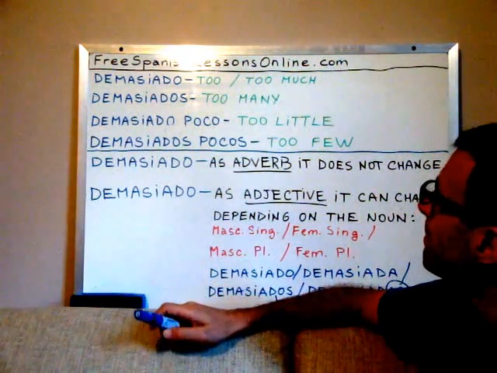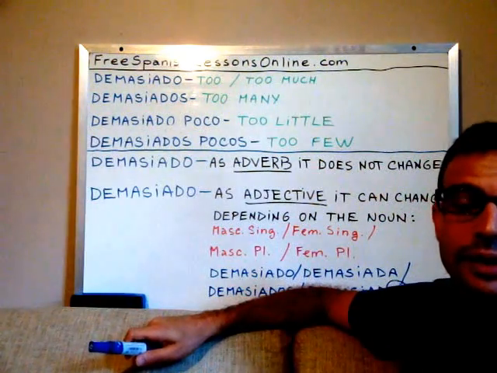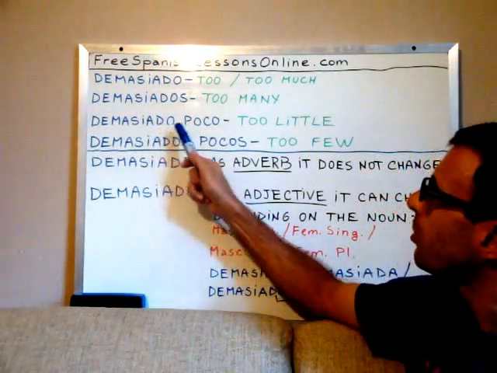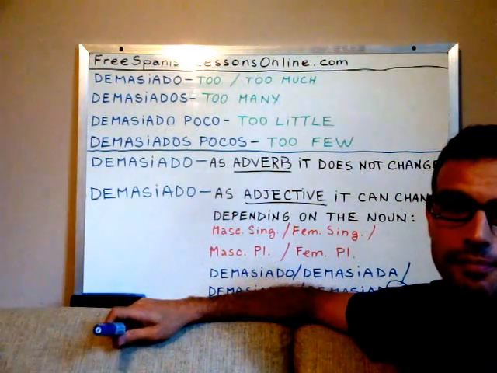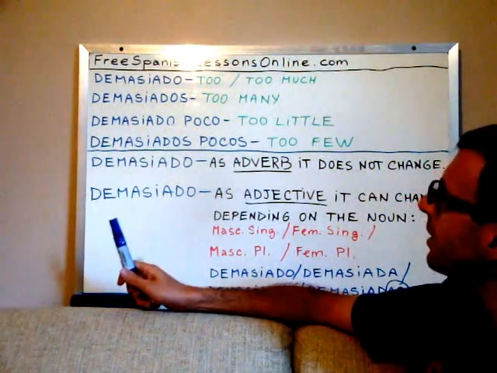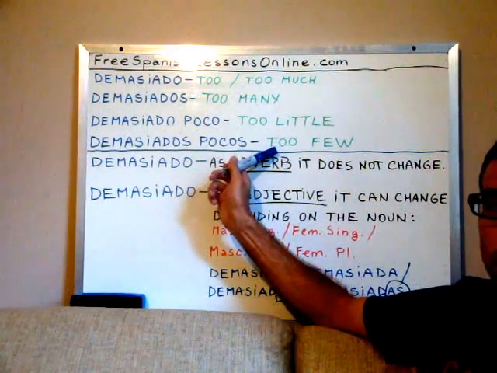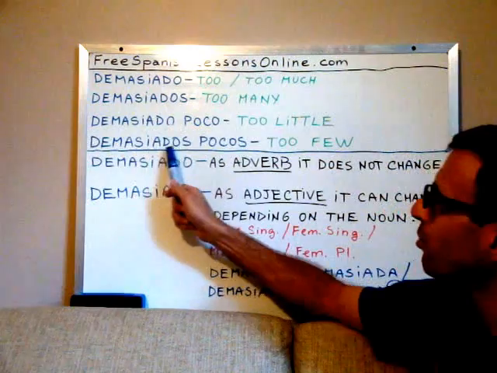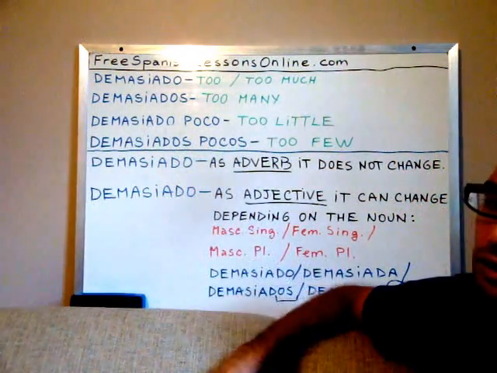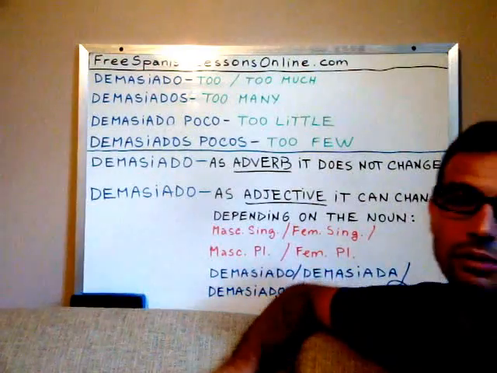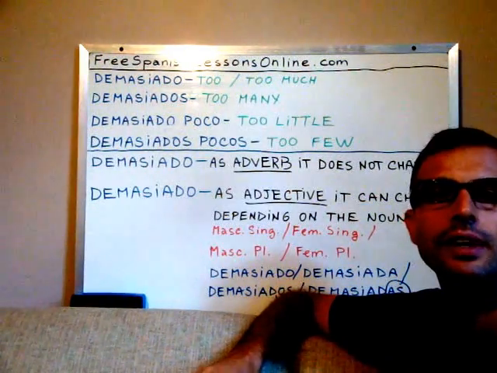Now for too little, right, uncountable, we say demasiado poco, right? Demasiado poco. And for countable, too few, we would say demasiados pocos. You see how it ends in an S here, okay? To differentiate countables and uncountables.